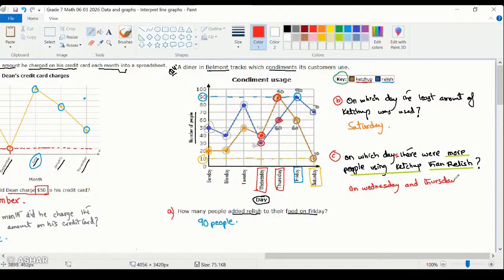Do we agree? On Wednesday and Thursday, people are using more ketchup and less relish. Whereas on the remaining days of the week, they're using more relish and less ketchup, right? So in line graphs, what we just need to do is compare the value on the horizontal axis to the values on the vertical axis. Is there any question? Please do let me know if there is any question I need to explain.